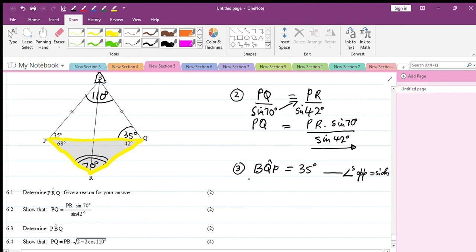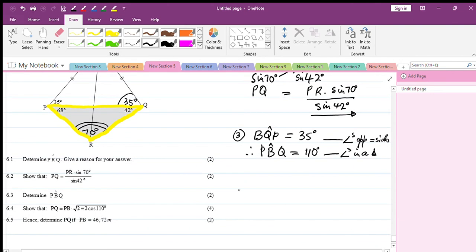Okay, so therefore angle PBQ or BPQ or BQP, what is that? It's PBQ. So PBQ is equal to 110 degrees, and the reason is angles in a triangle. So we've answered that question. Let's go to question 4.